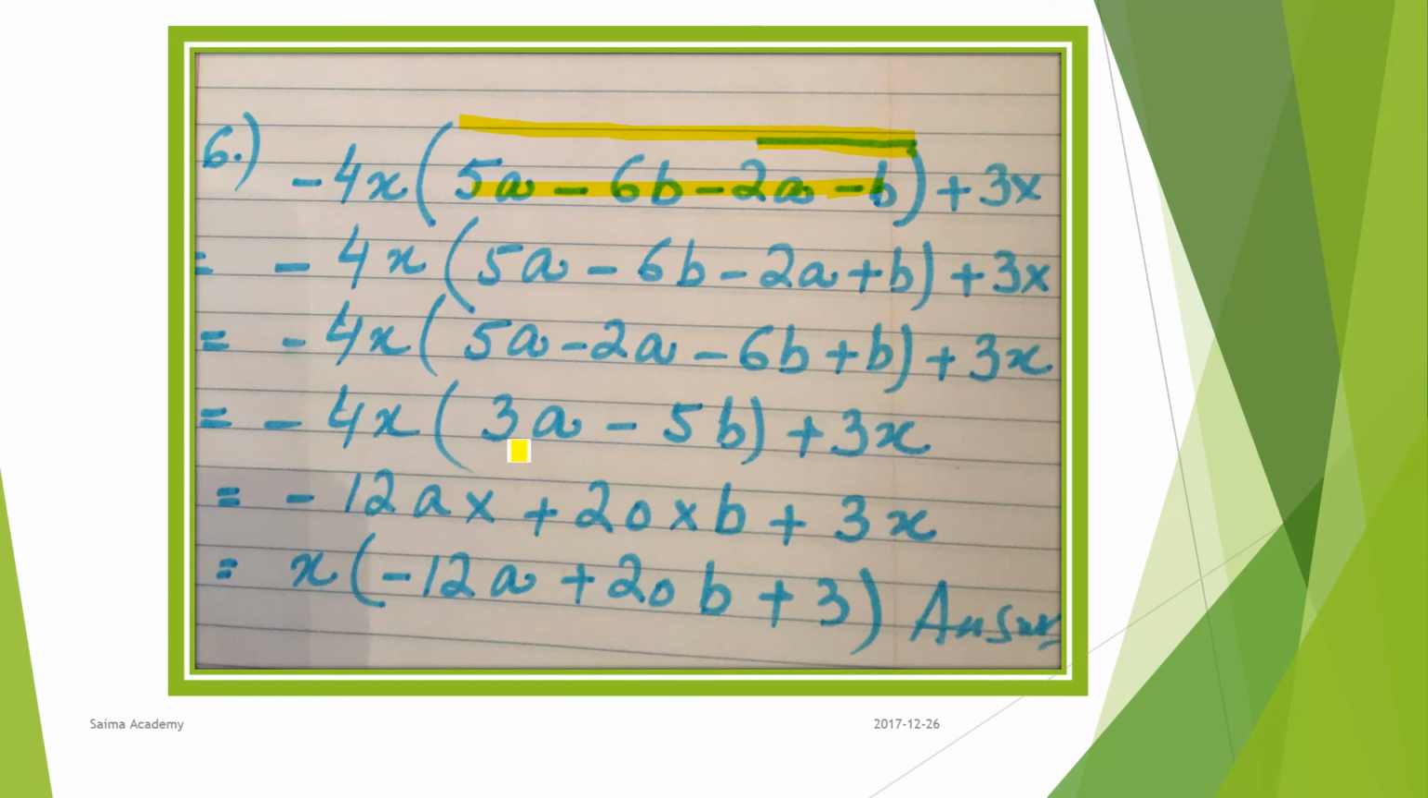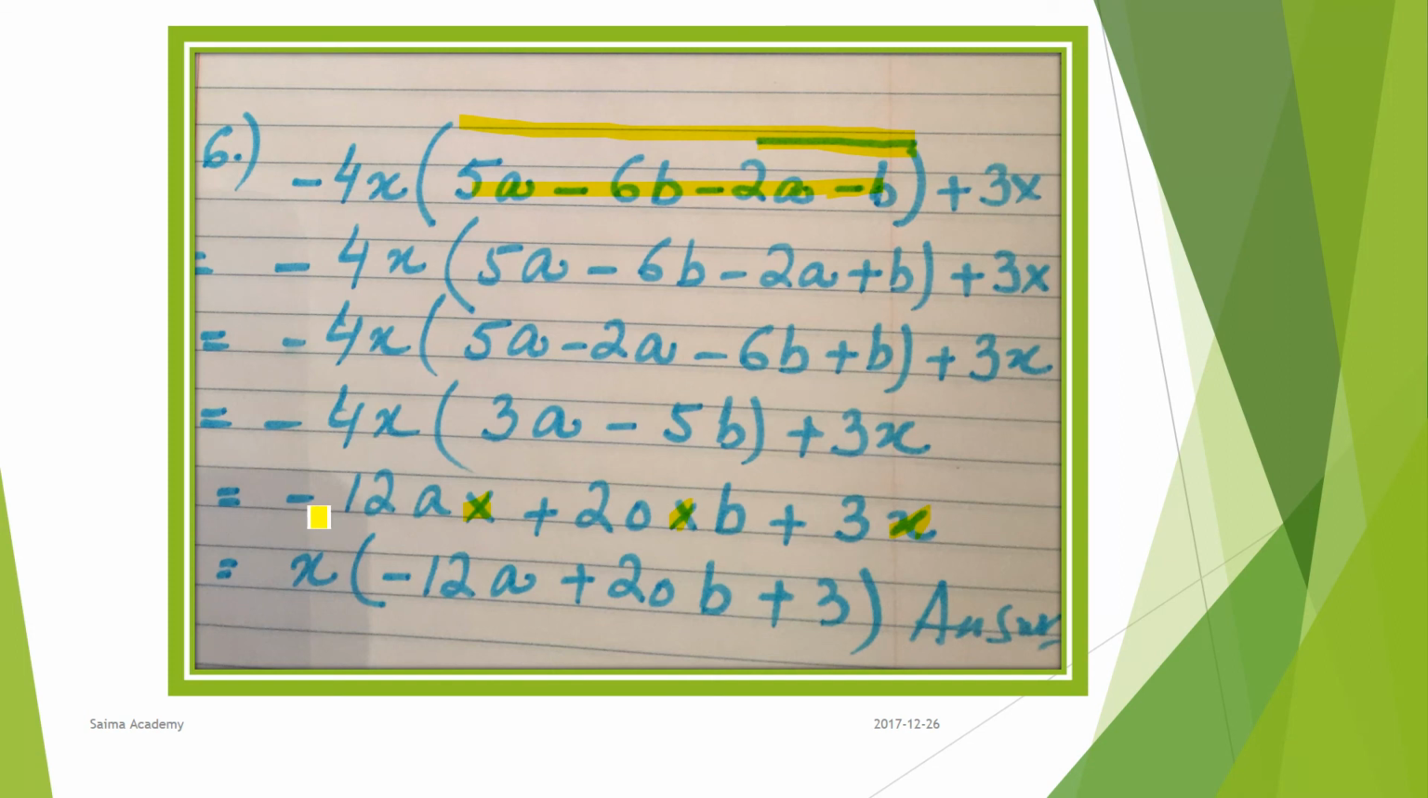So it will be 4 times 3, 12, minus 12ax plus 20xb plus 3x, and then we will see if we can simplify it. See, x is here, x is here, x is here, so we can take x as common. So inside the bracket is minus 12a plus 20b plus 3, that is the answer.